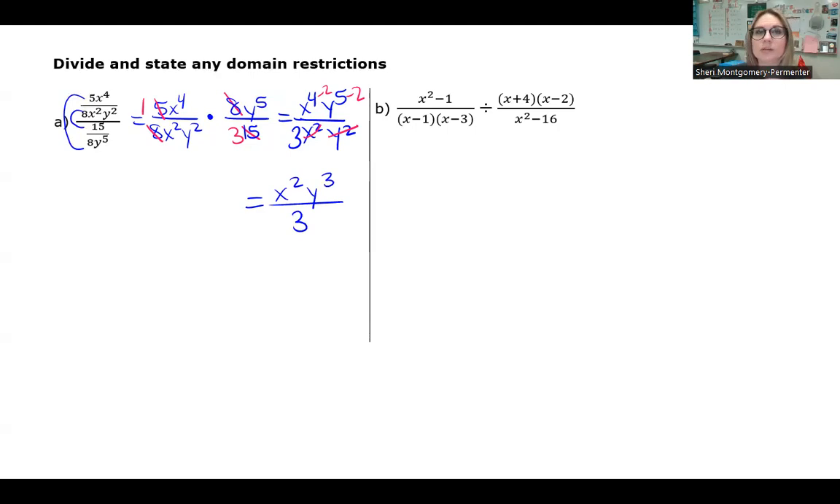I'm not done yet though, because I have to state my restrictions. So my restrictions, x and y, can both not be equal to what? 0.